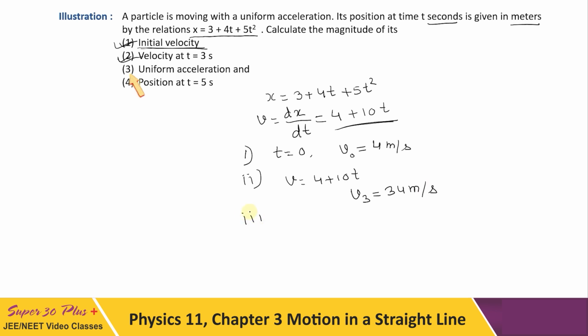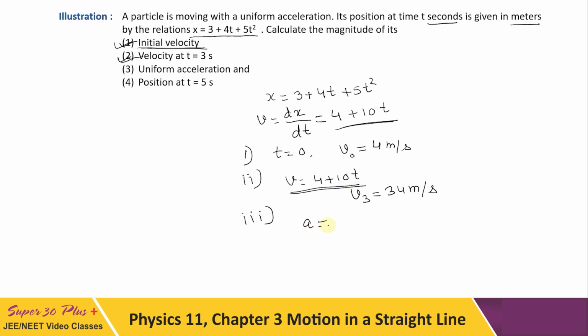The third one is uniform acceleration. Now we have the velocity term. As you can see, velocity is a straight line function here. V is equal to 4 plus 10t. What kind of function is this? Straight line. So velocity is varying as a straight line. If velocity is a straight line, velocity time graph is a straight line, acceleration has to be constant.